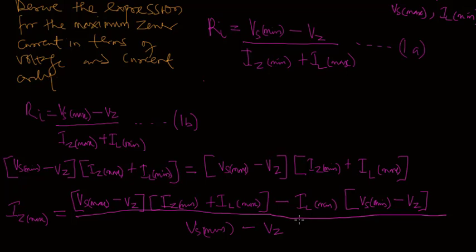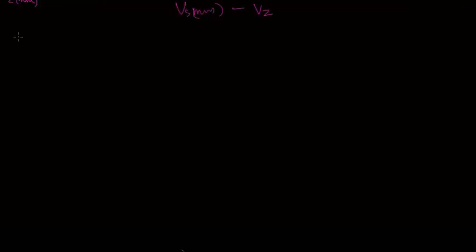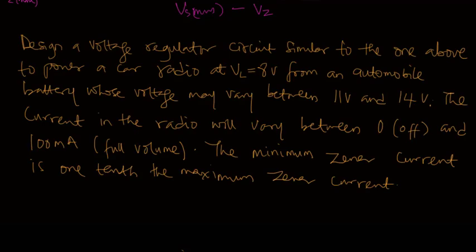Now let us see how we can use this to solve a real problem. Now let us consider a typical example. Design a voltage regulator circuit similar to the one above to power a car radio at VL equal to 8 volts from an automobile battery whose voltage may vary between 11 volts and 14 volts.